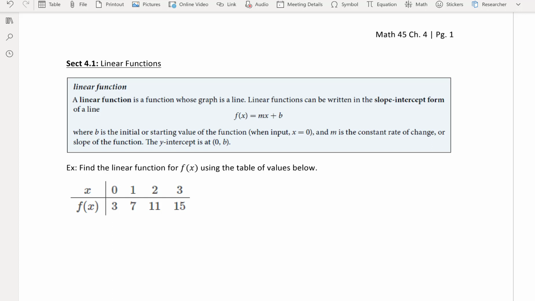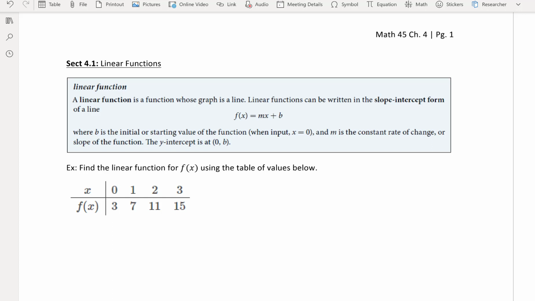That chapter is chapter 4. So we're going to go ahead and start on page 1, which is linear functions. A linear function is a function whose graph is a line. Linear functions can be written in slope-intercept form. So that's y equals mx plus b. But because this is a function, we say f of x. So f of x is equal to mx plus b, where m is the slope and b is the y-intercept.